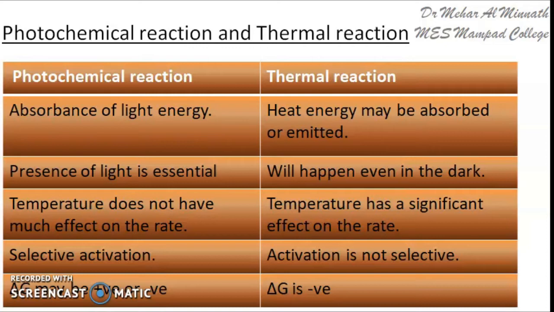So you take CFC, you take ozone in a reaction pot, and expose this to light radiation, only the CFC gets activated. Later on, ozone reacts with the product of light activation. So photochemical reaction is selective in activation. In thermal reaction, the Gibbs free energy is negative, while in photochemical reaction, it may be negative or positive.